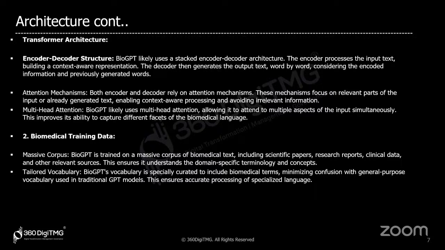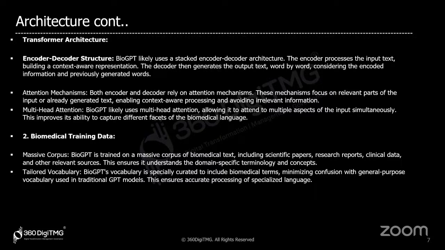As I have told you, both encoders and decoders rely on attention mechanisms. These mechanisms focus on the relevant parts of the input, or the information in the already generated text, which is past information. Then it forms context-aware processing and avoids irrelevant information. It finds the most important words, takes only those, and then forms one context vector.